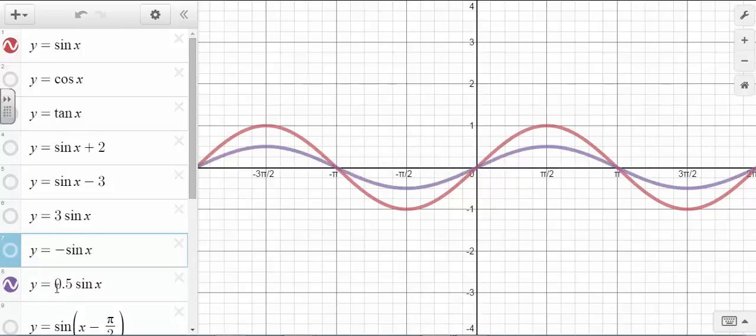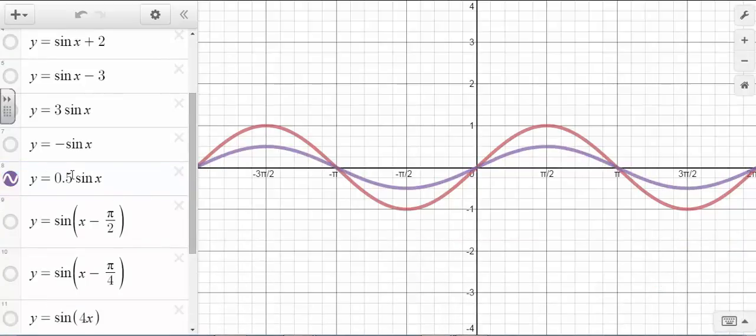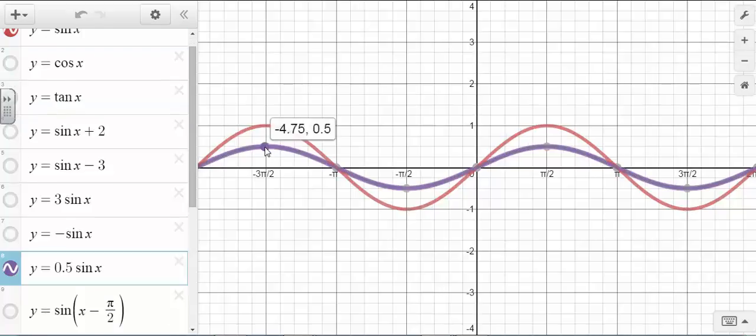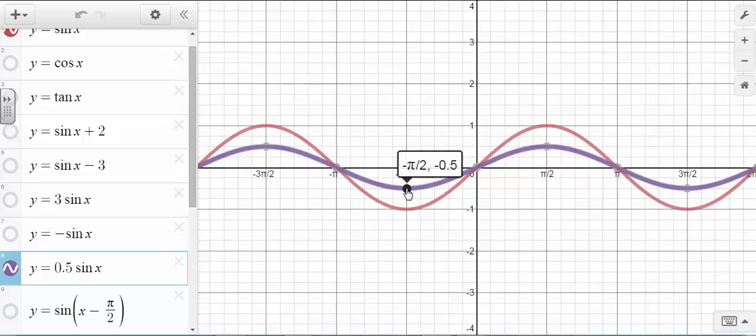In other words, anything that was negative becomes positive, anything positive becomes negative. 0.5 then, and again, won't go through this one, but same idea. This is a half times the existing values, so where I was at 1, I'm down to 1/2. Where I was down to negative 1, I'm only down to negative 1/2. And so on.